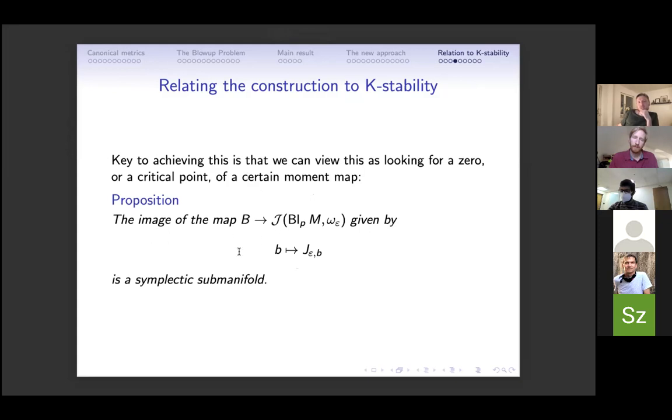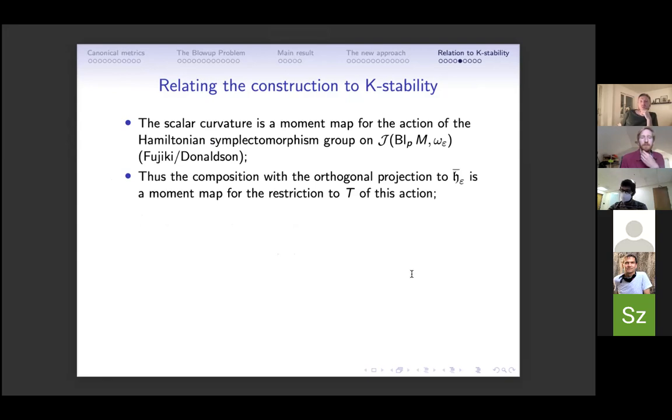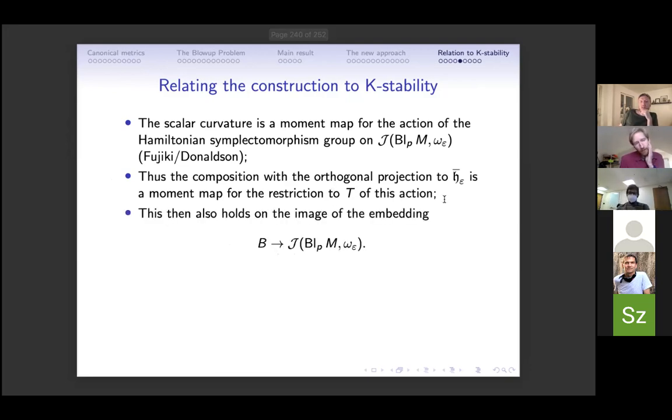And so a key proposition is that the image of the map that we've constructed to the space of almost complex structures on the blowup, that image is a symplectic submanifold. And now the scalar curvature is a moment map for the action of the Hamiltonian symplectomorphism group on the space of almost complex structures by Fujiki and Donaldson. And if we now project to the obstruction space H epsilon, then this is a moment map for the restriction to this torus that we have of that action. And then since we have a symplectic submanifold, this also then holds on the image of this embedding.